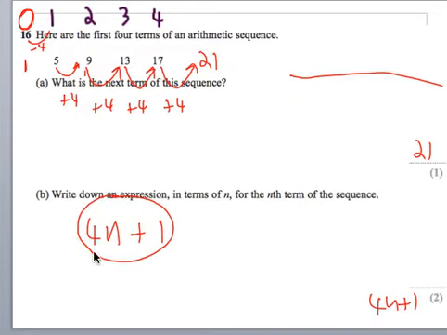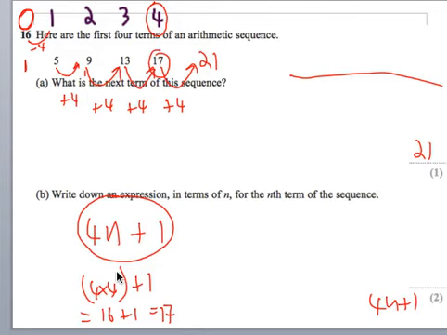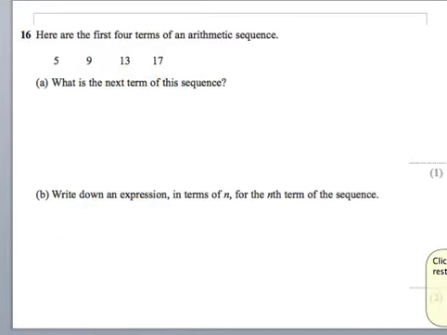Now 4n plus 1 will tell me any of the nth term values in this sequence. So let's just check that it works. Say in this case this is my fourth term. 4 times 4 plus 1. 4 times 4 is 16, plus 1 is 17. So that gives me my answer there, and we've proved that this is correct. So that's one example. I'm going to quickly do another example.